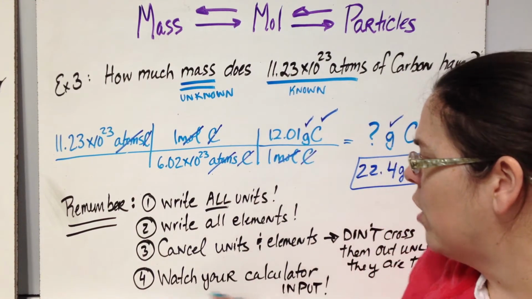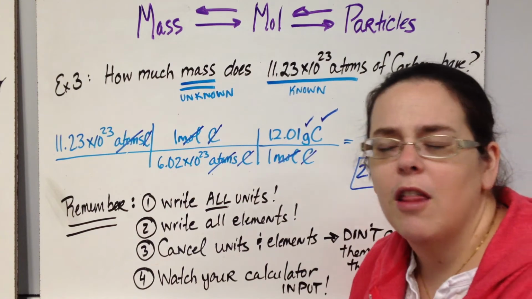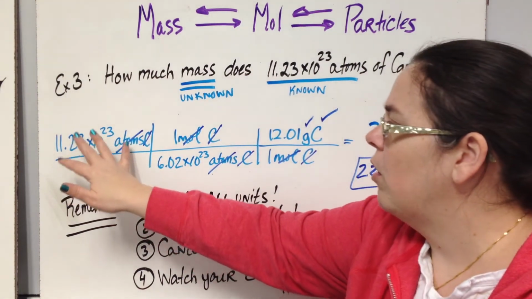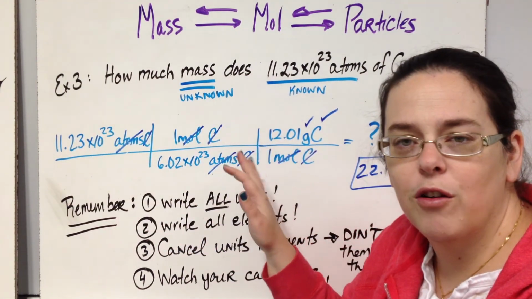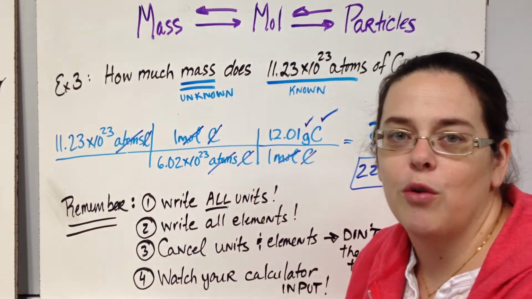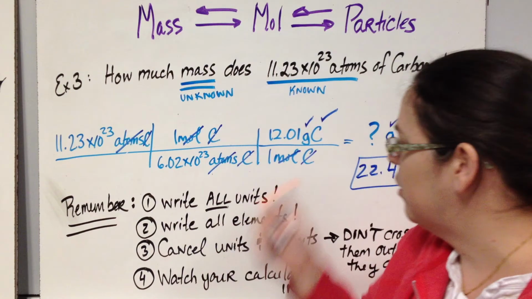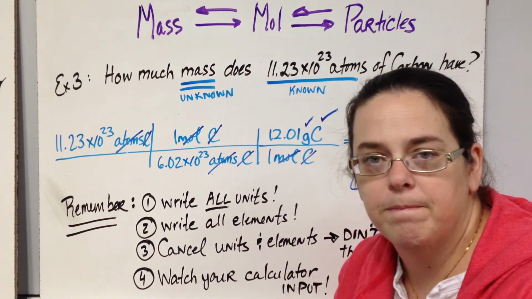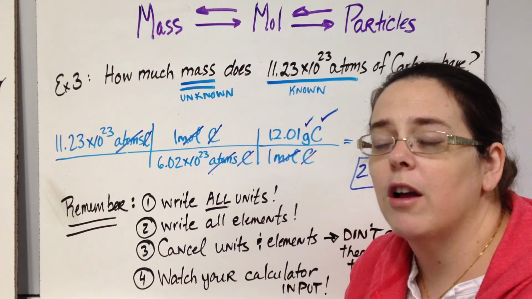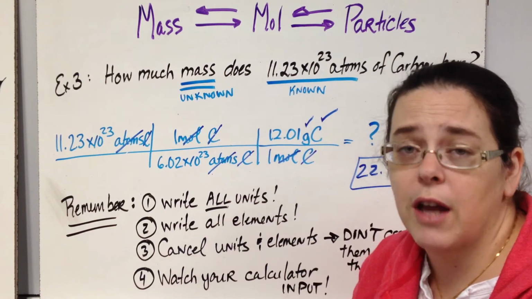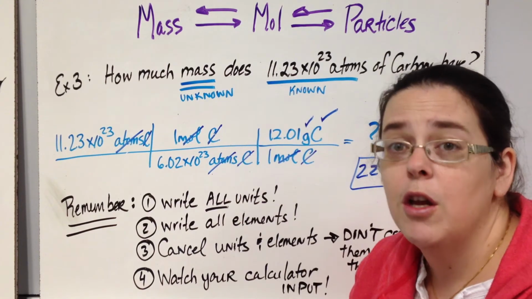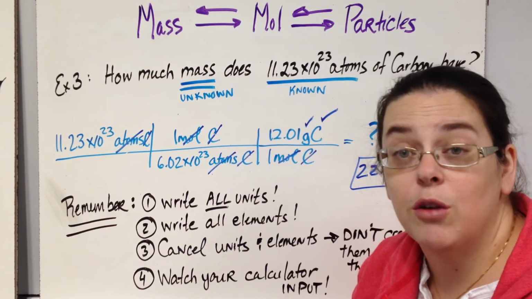And then number 4, what's your calculator input? A lot of times students will solve this correctly, or they'll set it up correctly, and then they'll go and put it in their calculator and come up with an answer, and they'll write it down, and they're done. However, if you are not careful with the way you tell your calculator to solve the problem, you will wind up with the wrong answer and you will lose points.